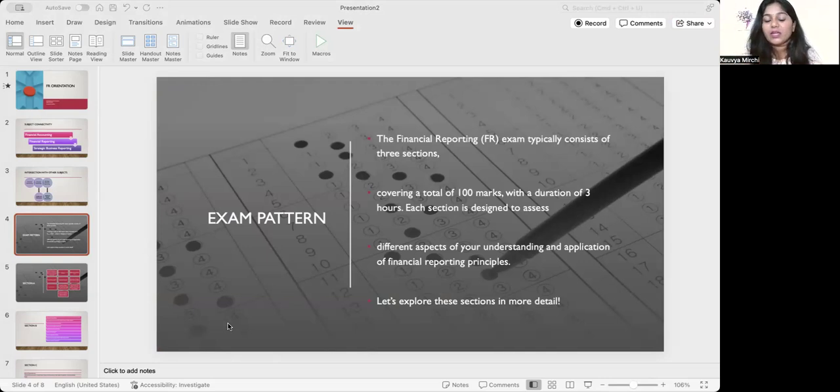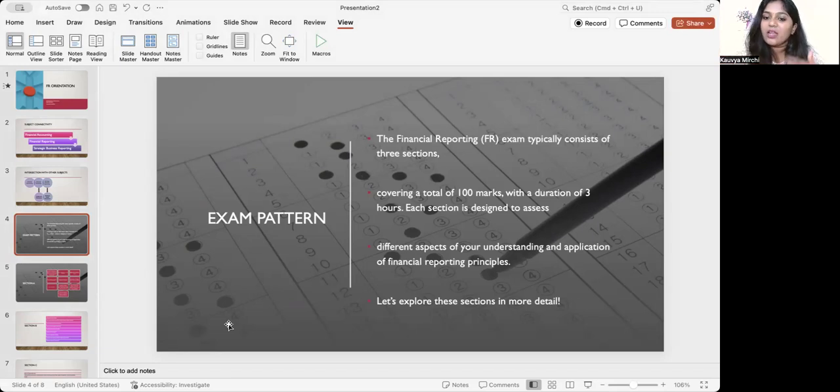We cannot have that normal degree mindset where you read a part and then expect to clear. No. The sections are designed so that each and every nook and corner of your FR principles has been applied and understood, right? So it typically has 3 sections, as I said, with a duration of 3 hours, 100 marks overall, and the passing mark is 50 marks with no negative marking, right?